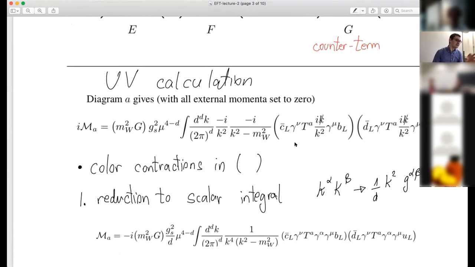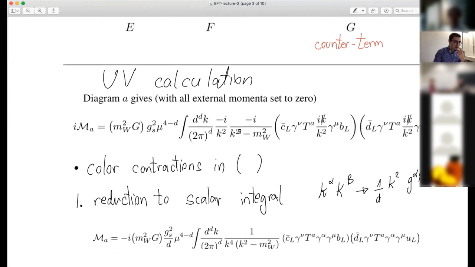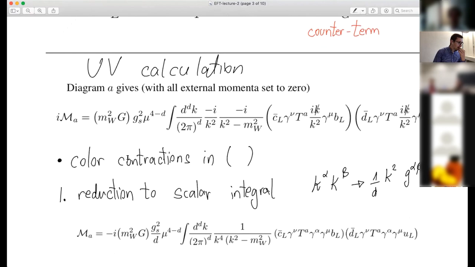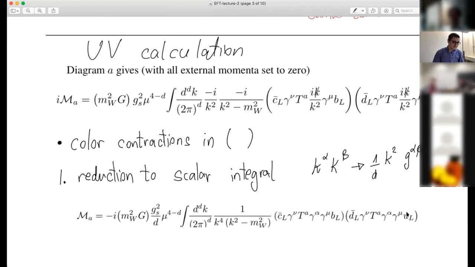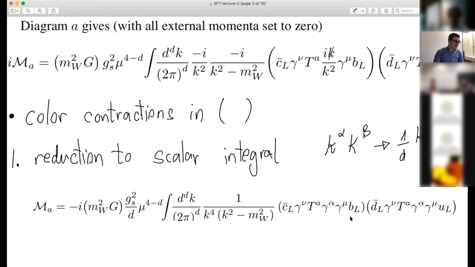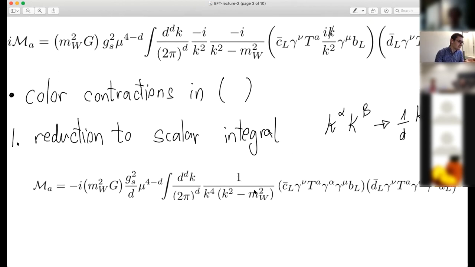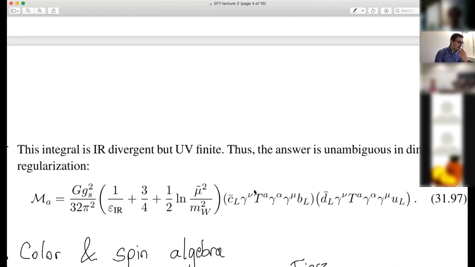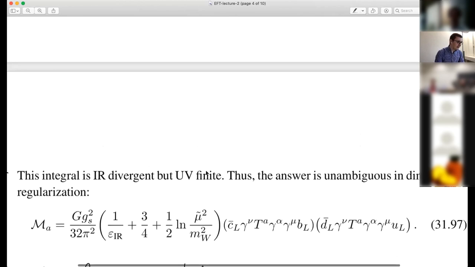Okay, so now you have to massage this, and these are all the techniques that one should sit down and do. First of all, you have to do the reduction of the scalar integral. For example, there is this tensor structure in the numerator, k alpha k beta, which you can replace by this term with g alpha beta. And you can simplify the integral to this form, which is shown in the second line. This k slash, you are transforming into this by this relation. Now you have a simpler integral, which you can solve. So this 1 over k to the 4 times (k squared minus m_W squared). This integral is UV finite, but it is infrared divergent.